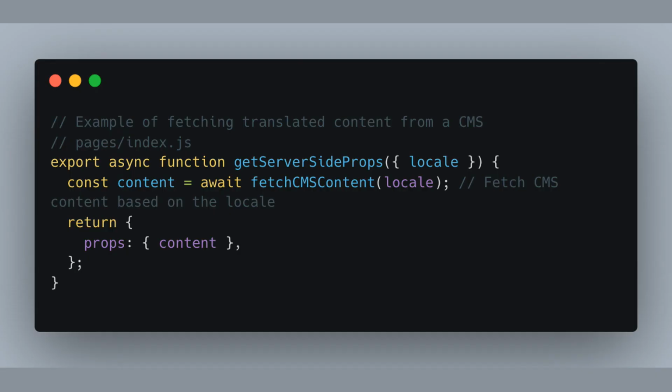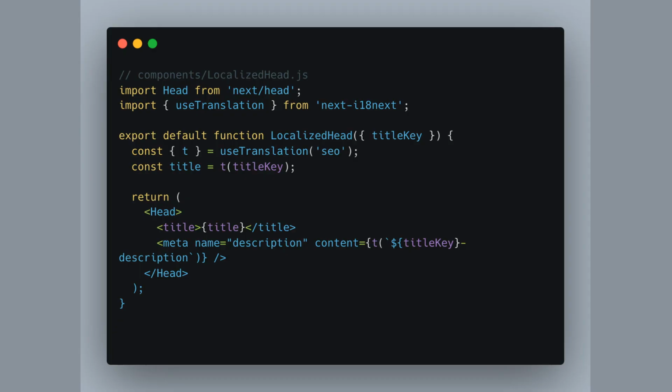Combining i18n with a headless CMS can significantly streamline content management for multi-language sites. We show how to fetch and display translated content dynamically from a CMS based on the user's language preference. This integration is vital for websites with frequently updating content, as it automates the process of keeping translations up to date across all languages.